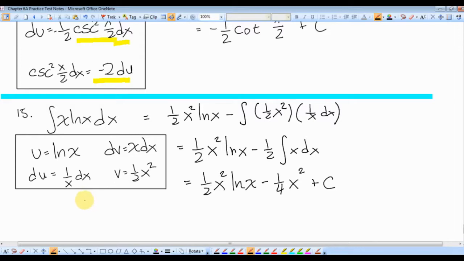It looks like I could factor out a 1/4 x squared, right? Oh, you took the infinite and then you multiplied it by the 2. Oh, I get that.